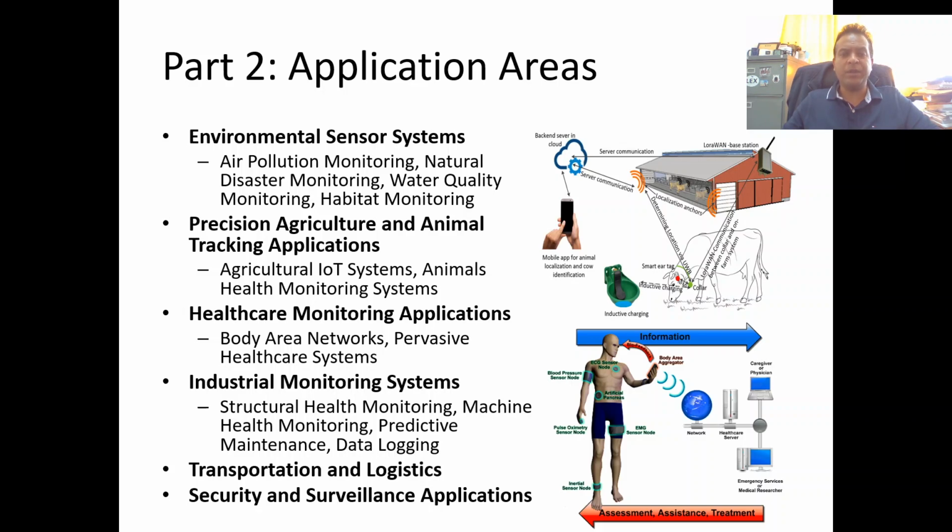All these are application domains, and we are going to study the existing, actual systems that have been implemented, what technologies they have used, what architecture they have used, and what types of sensors they have used in order to build actual IoT systems. So this will be in part two.